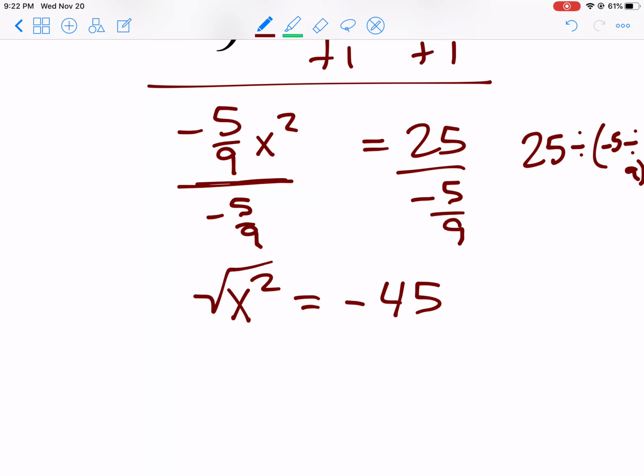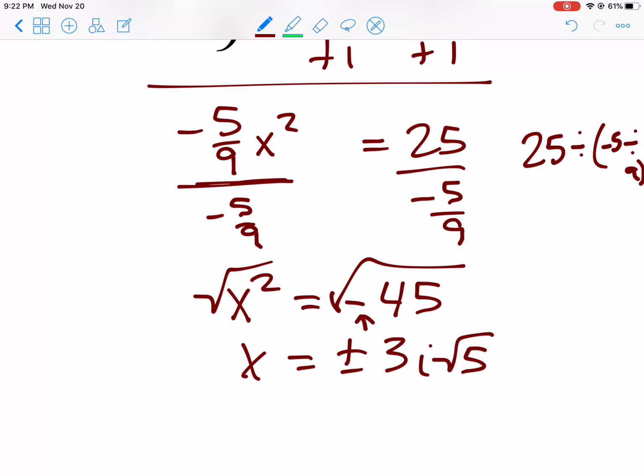So we'll take the square root of both sides. x equals plus or minus. Because of that negative, we're going to have an i. Let's see, 9 times 5. I think we'll get 3i root 5. Let me check this stuff. Negative 45. Square root 45. 3 root 5. Yeah, we're in good shape. Okay.